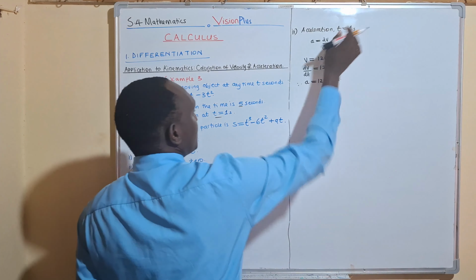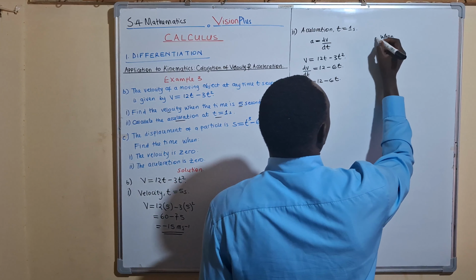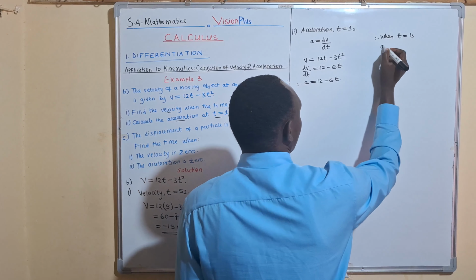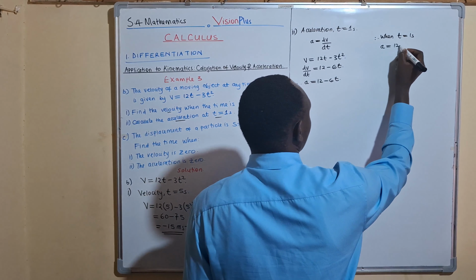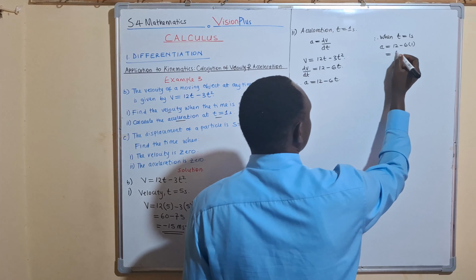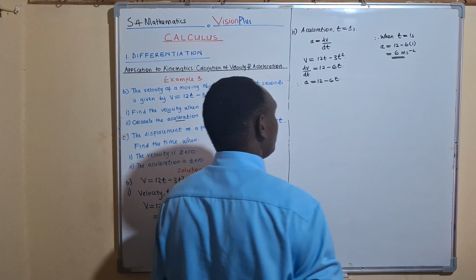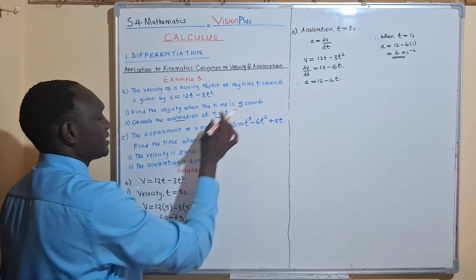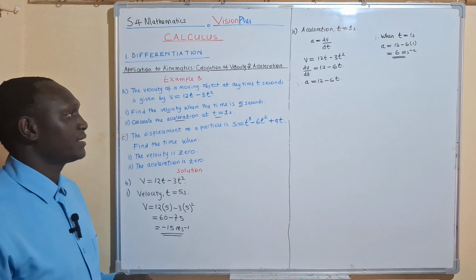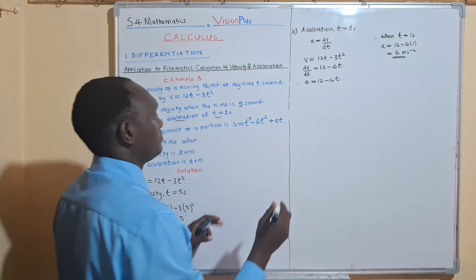But now they are saying when the time is 1 second. Therefore when the time is 1 second, we substitute. Acceleration a becomes 12 minus 6 times t. Our time is 1 now. This gives us 6 meters per second squared. So when the time is 1 second, the particle has an acceleration of 6 meters per second squared. That is the solution to part B.